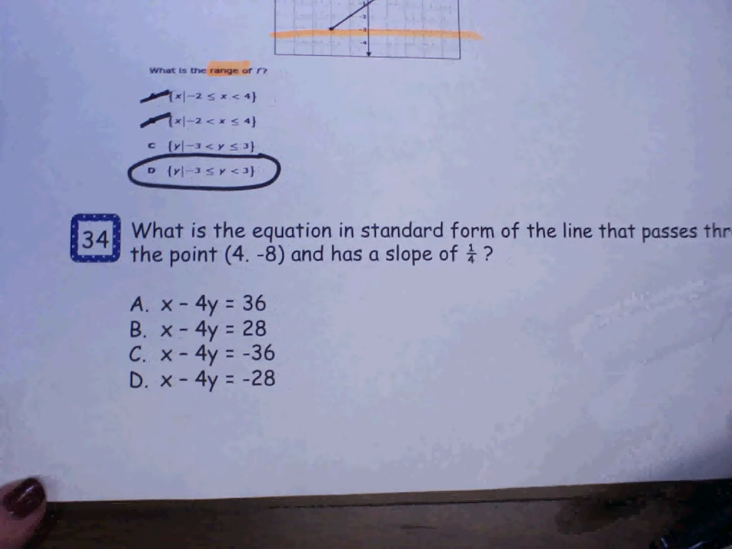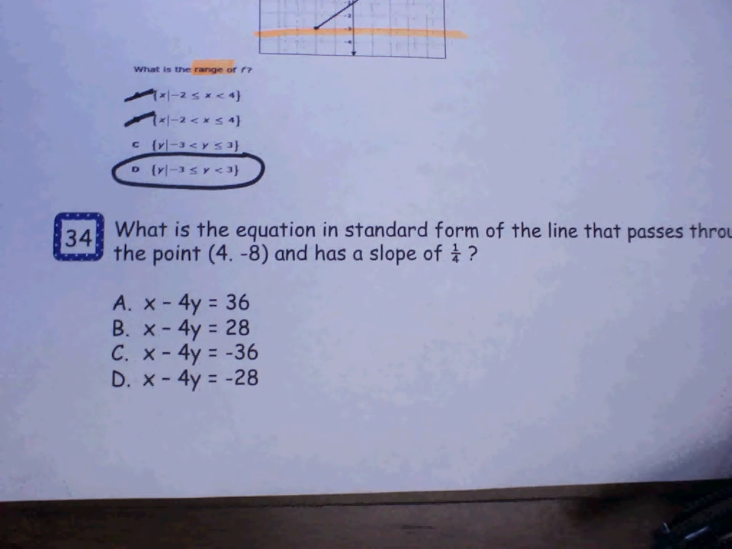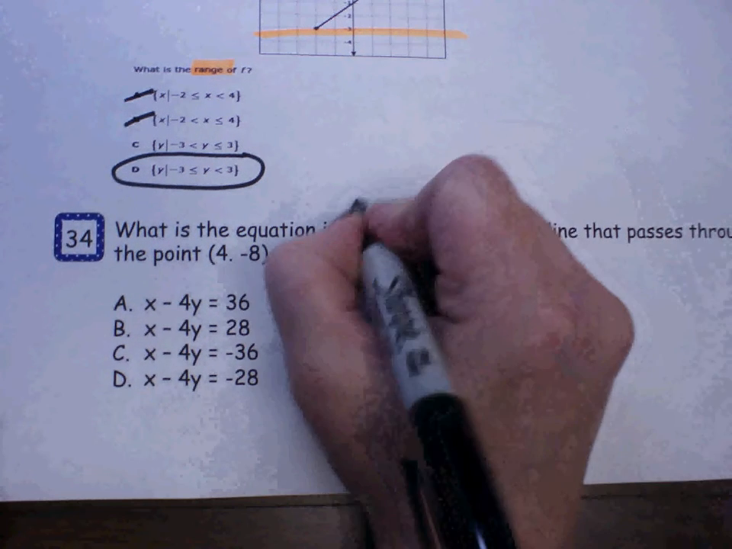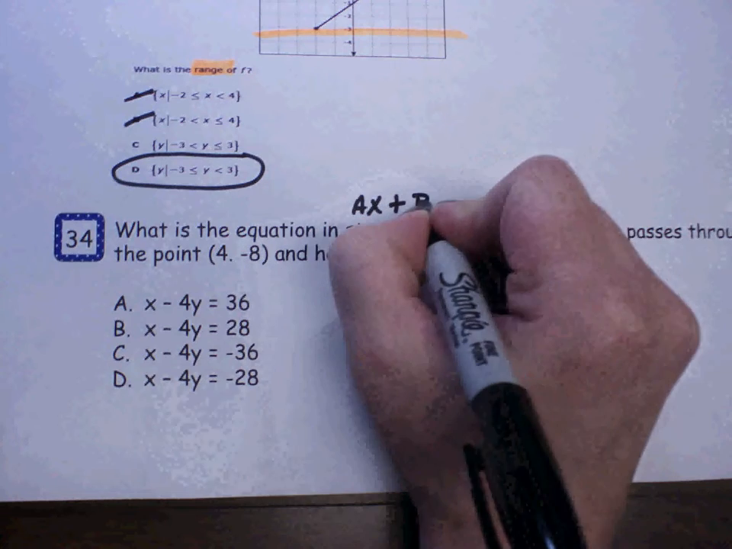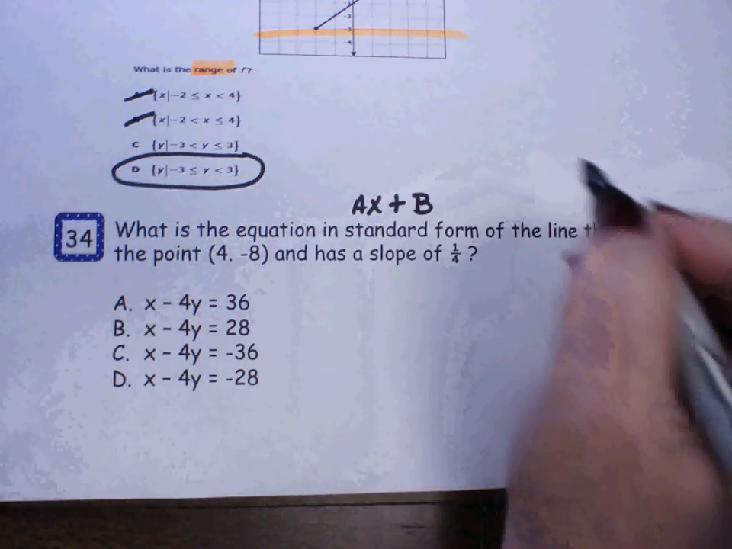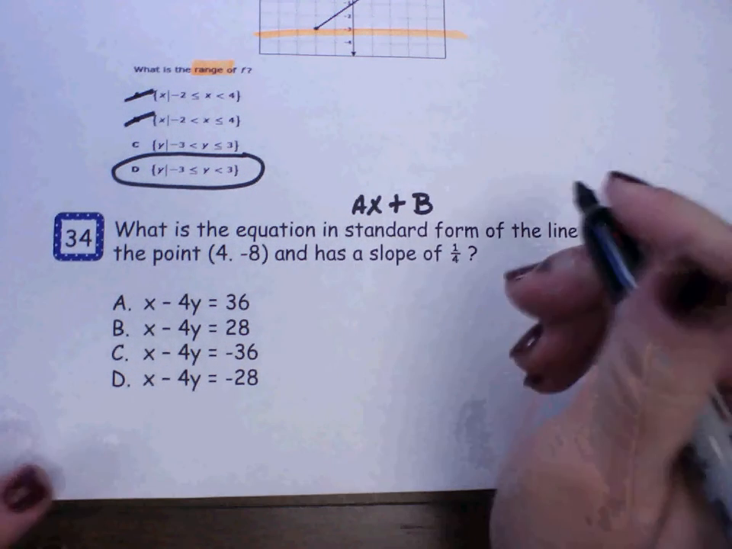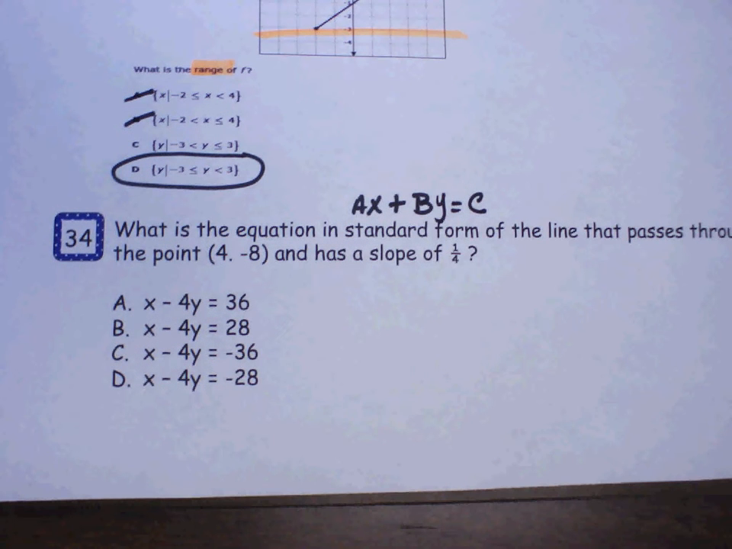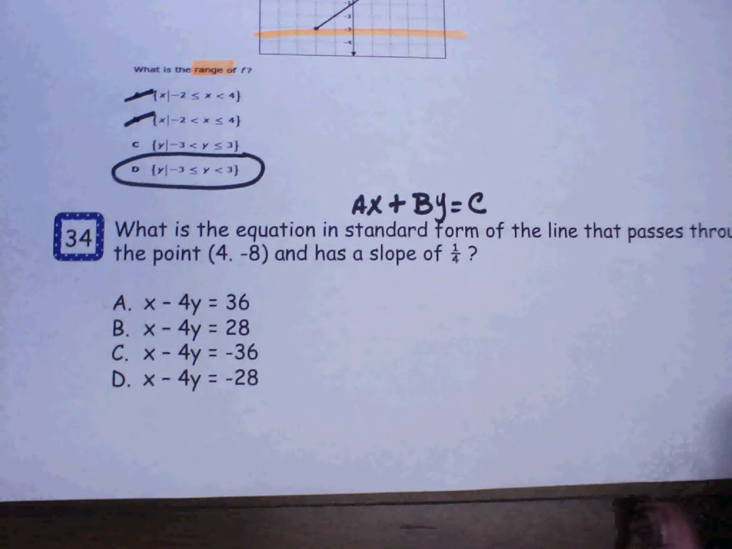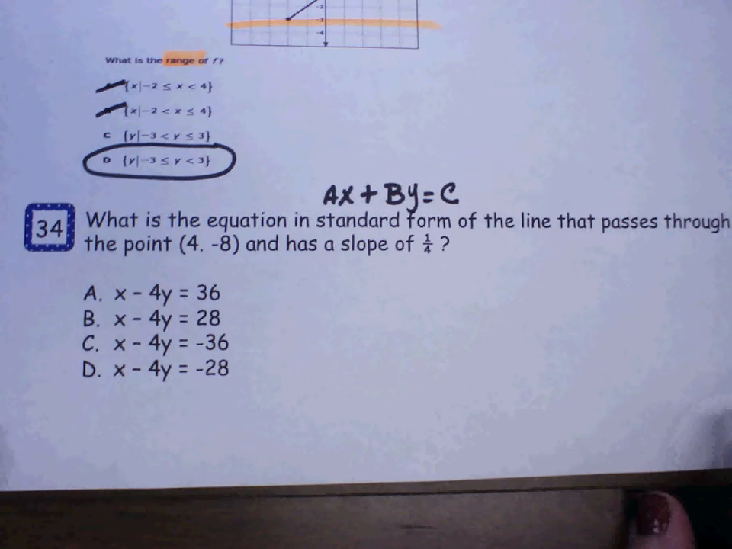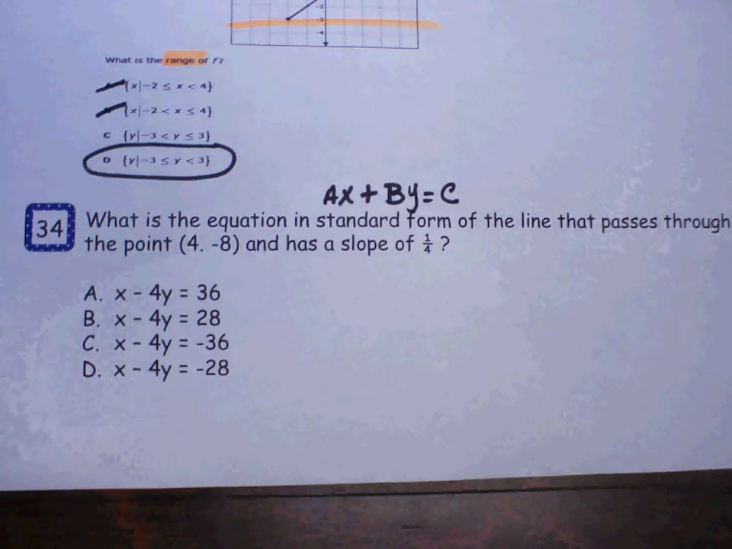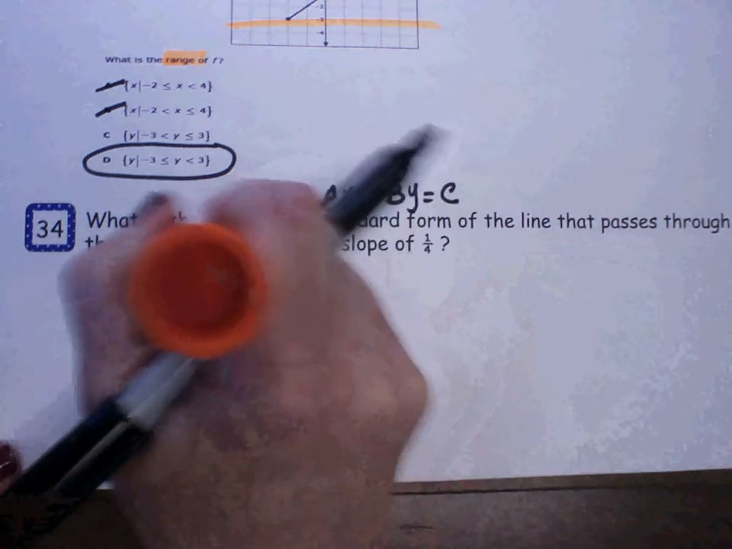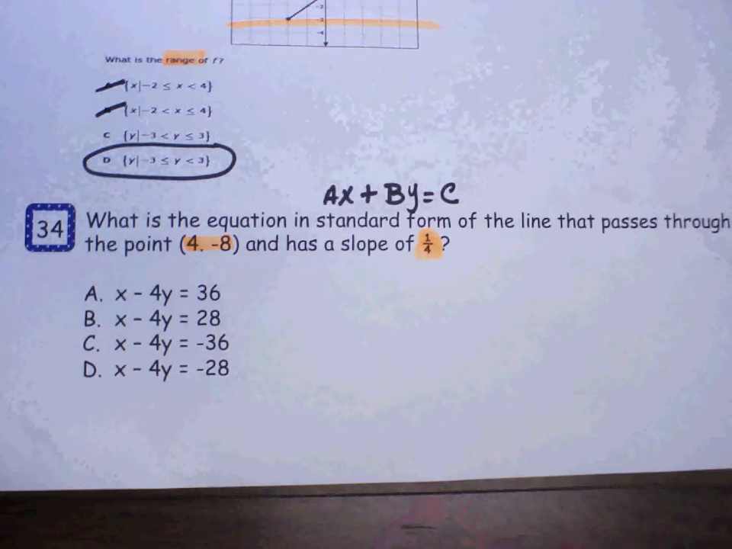All right, what is the equation in standard form? What is standard form? Ax plus B... Okay, if you don't know, look at your reference sheet. If you don't know, don't try to guess. It's in your reference sheet. Of the line that passes through the point 4 and negative 8 and has a slope of 1/4.